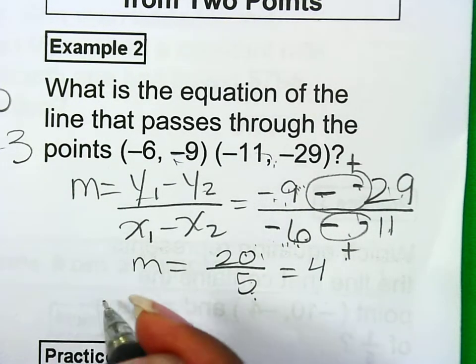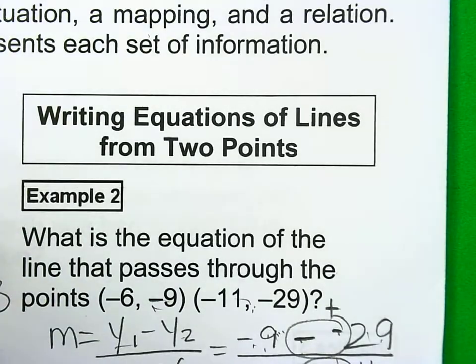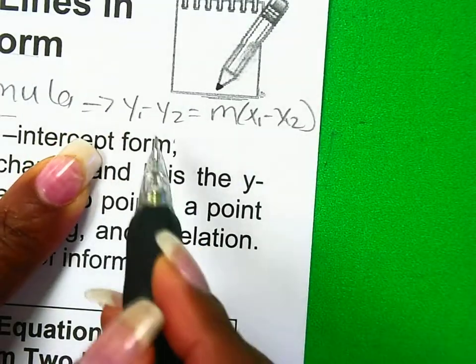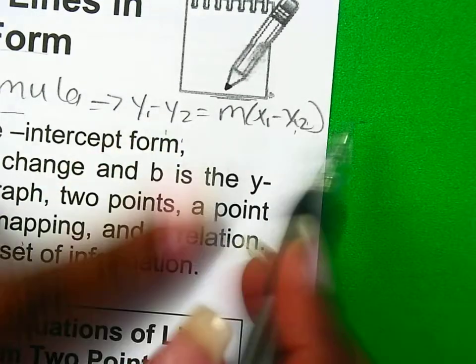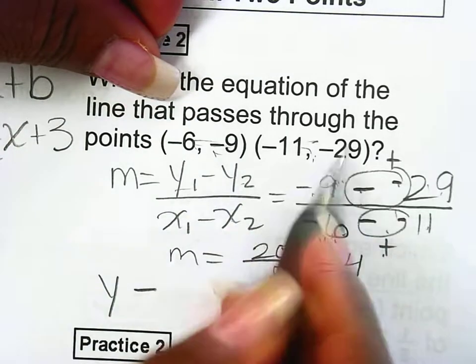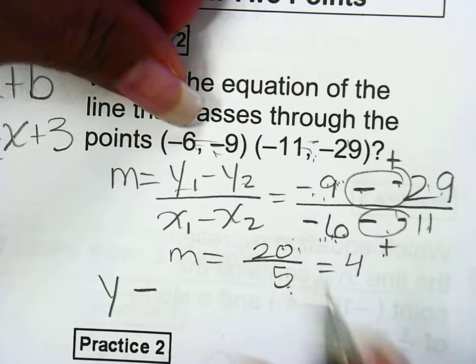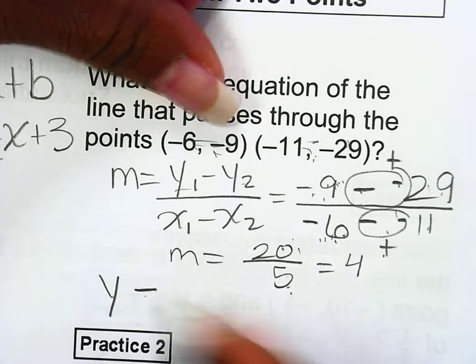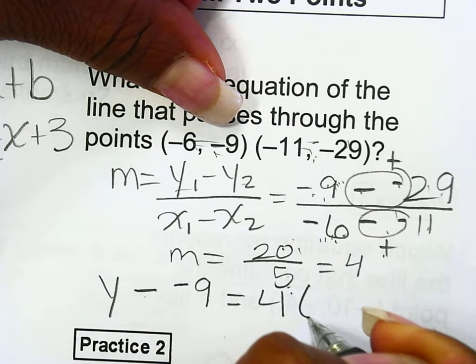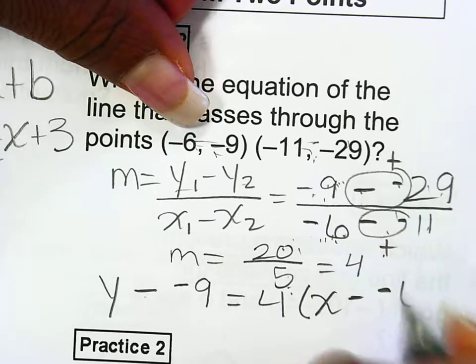So now I'm not going to use slope-intercept form because they did not give me the y-intercept. I got the slope and I got points, so I'm going to use the point slope formula, because for the point slope formula, all I need is a slope and one point, and I'm good. You can use either one of these points, it doesn't matter. I'm going to use the first one. I'm going to say y minus negative 9 equals the slope 4 times x minus negative 6.